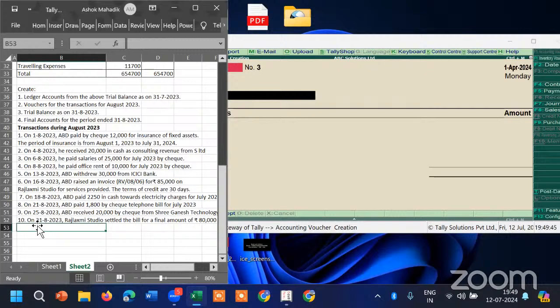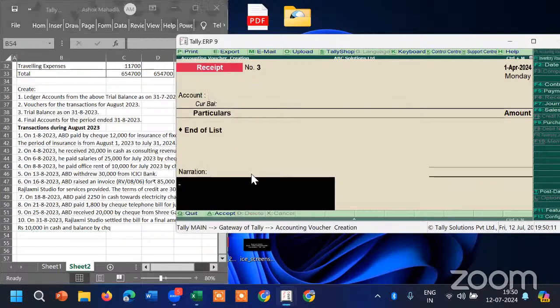So I typed the sum myself. Okay, I know it was made 10,000 in cash and 70,000 by way of check. Okay, it is 10,000 in cash and balance by check. So we have received money. Now, in single entry, we can't enter cash as well as bank. So we have to pass two separate receipt entries.